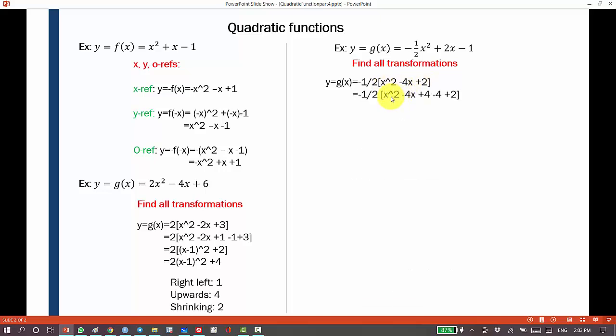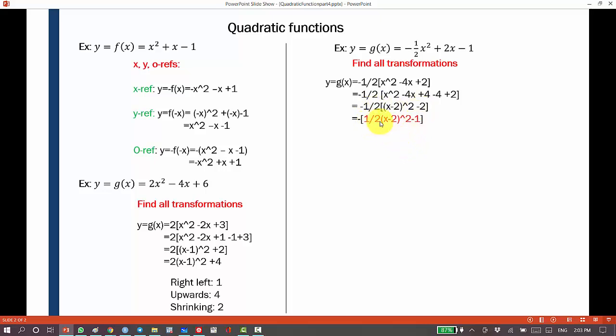Completing the square of these two terms, x squared minus 4x plus 4 minus 4 plus 2. As a result, x squared minus 4x plus 4 turns to x minus 2 all squared, minus 4 plus 2 is minus 2. Multiplying 1 over 2 with both terms inside, we get minus 1 over 2 times x minus 2 all squared, and 1 over 2 times minus 2 is minus 1.